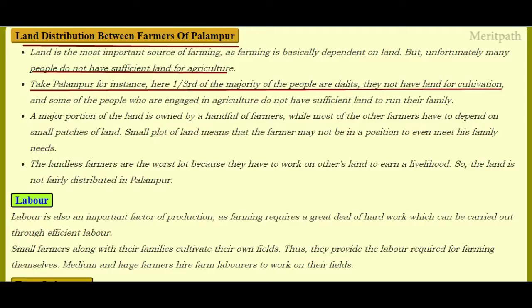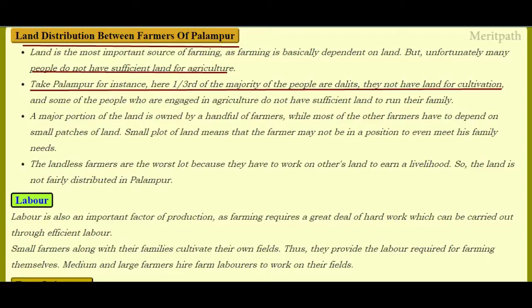Land distribution between the farmers of Palampur. Land is the main important source for farming, and farming is basically dependent on land. But unfortunately many people do not have sufficient land for agriculture. In Palampur, for instance, one-third of the people are Dalits and they do not have land for cultivation. Some of the people who are engaged in agriculture do not have sufficient land to run their families. So a major portion of the land is owned by only a handful of farmers.